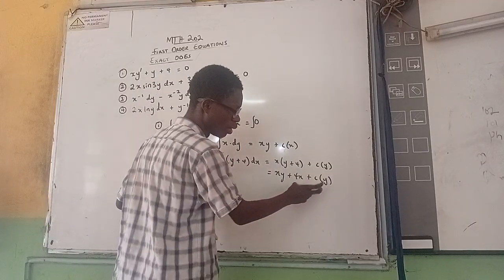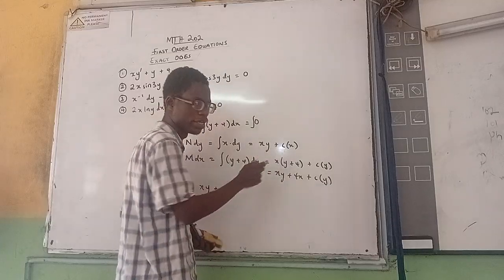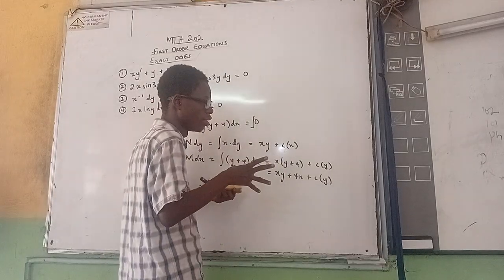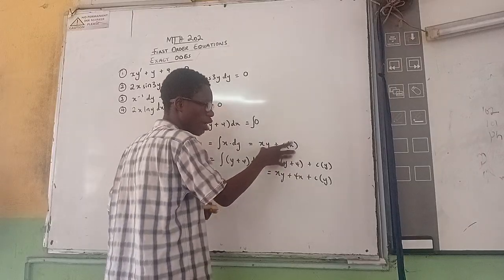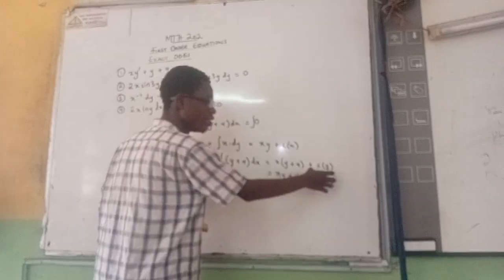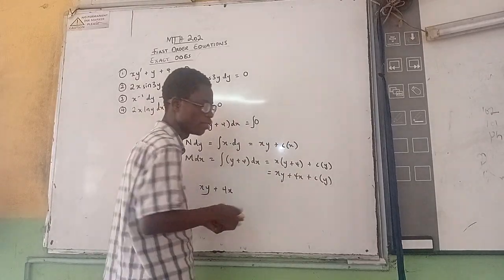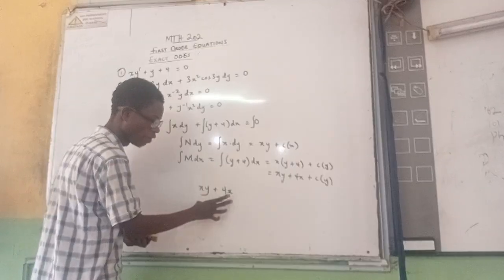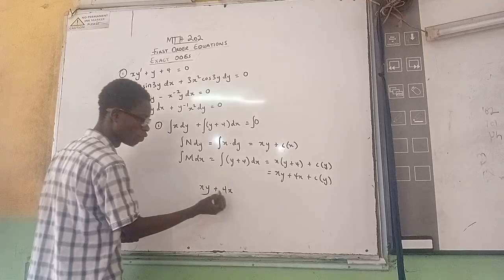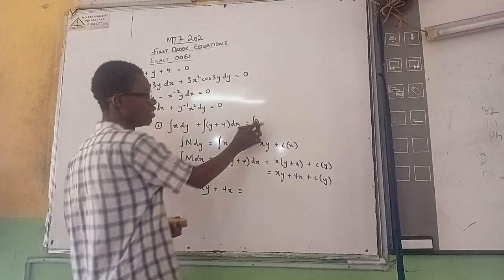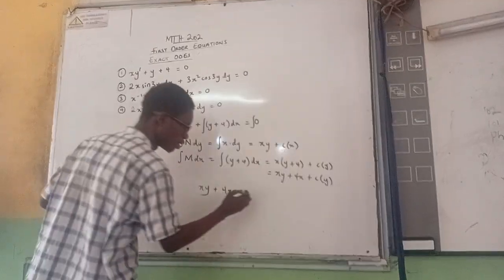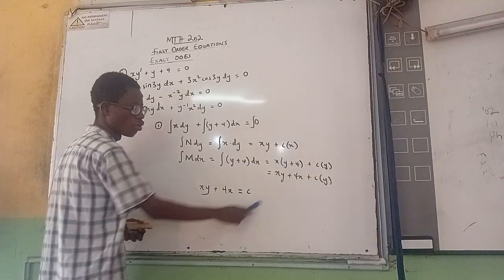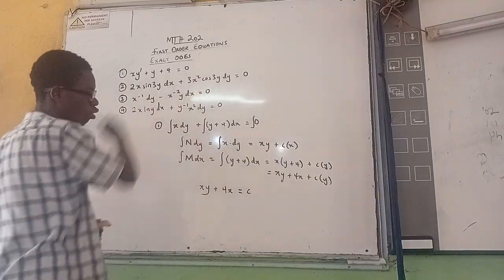Then the constant of y we are looking for: there is no constant of y here. There is no function here that is a function of y. So it means this c of y, this constant which is a function of y, does not exist. So it means this is our final answer: xy plus 4x equals the integral of 0, which is a constant, equals c. And this is the final solution to our exact ODE number 1.